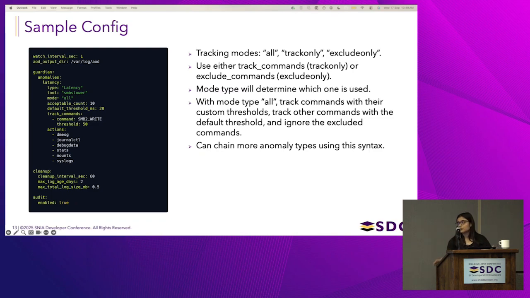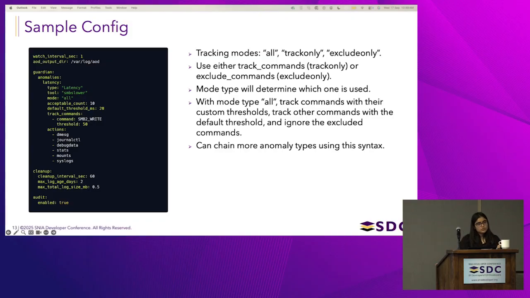the commands that you would want to track. So there's 3 acceptable tracking modes. First is all, track only, exclude only. Exclude only means track all commands except these certain commands. Track only means track only these commands. And then all means track all SMB commands.